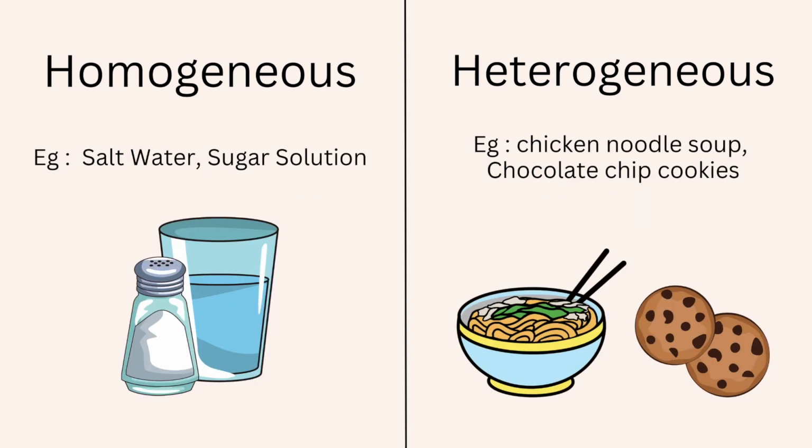An example for homogeneous is salt water and sugar solution. For heterogeneous, chicken noodle soup and chocolate chip cookies, and also you can consider anything that you can imagine, salt and iron filings, salt and pepper, these are heterogeneous examples.